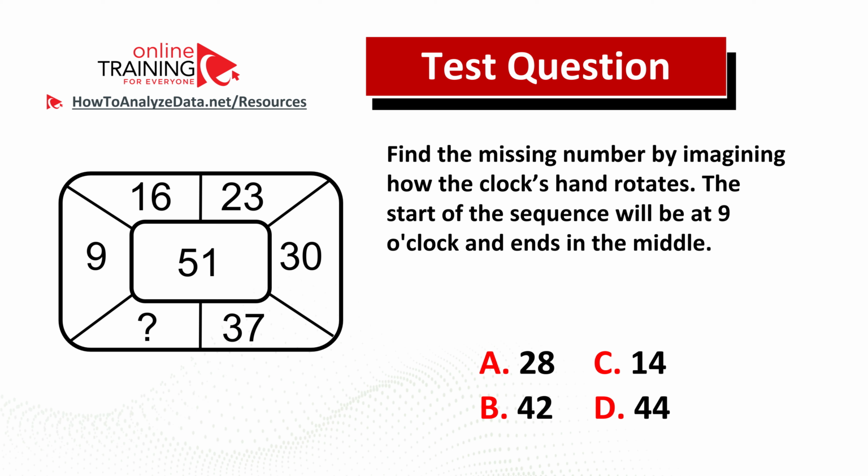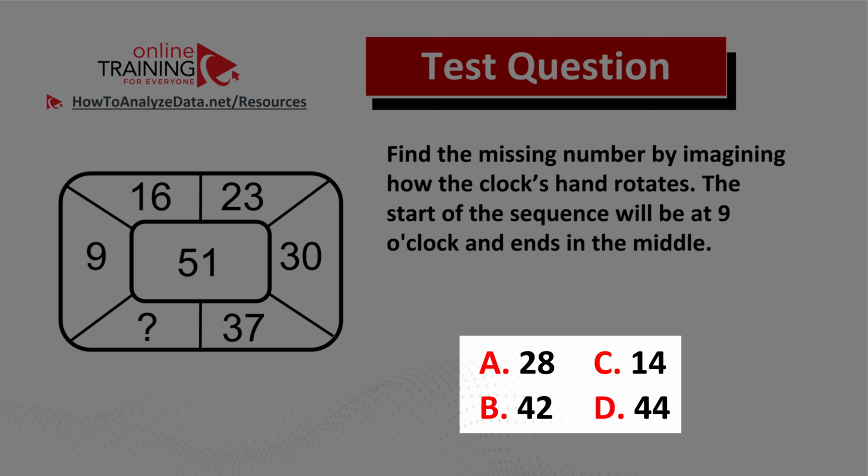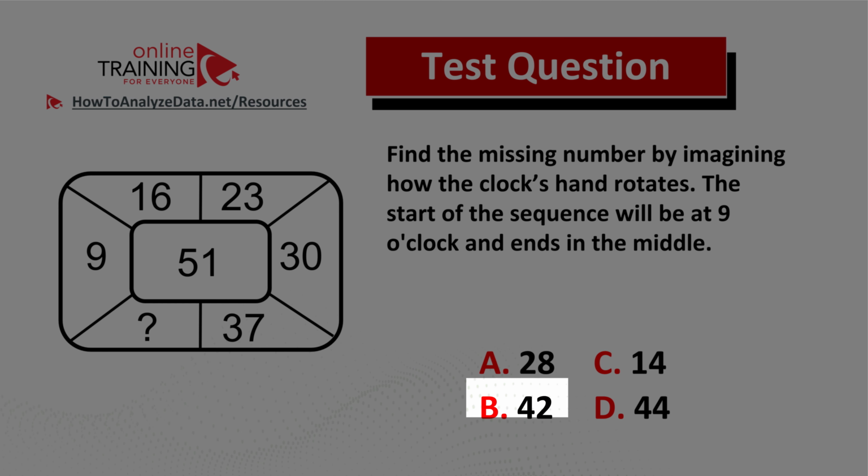And now, here's the question for you to try. Please make sure to post your answer in the comment section of this video, and I'll give you my feedback. Find the missing number by imagining how the clock hand rotates. The start of the sequence will be at 9 o'clock, and it ends in the middle. You have 4 different choices. Choice A, 28, choice B, 42, choice C, 14, and choice D, 44.